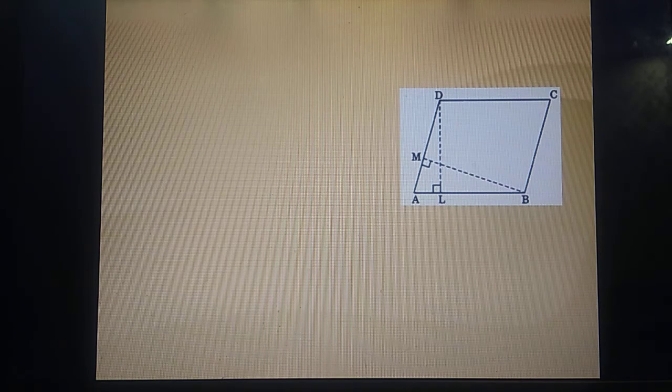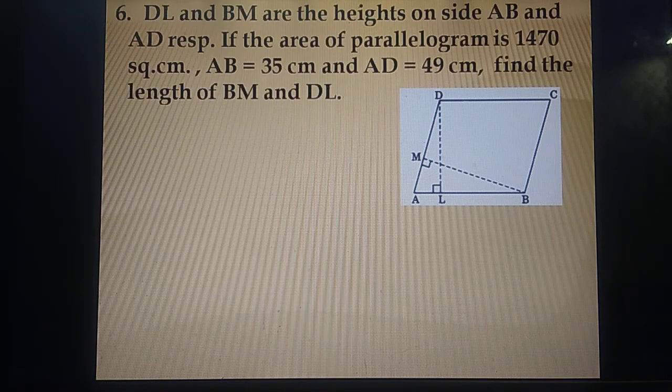Next, question number 6. DL and BM are the heights on side AB and AD respectively. If the area of the parallelogram is 1470 square centimeter, AB equals 35 centimeter, AD equals 49 centimeter, find the length of BM and DL. Here area is given to you, AB and AD are given to you.